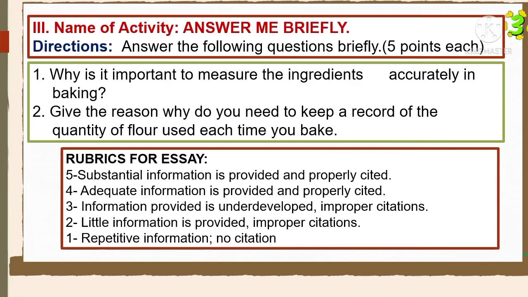5 if substantial information is provided and properly cited. 4 if adequate information is provided and properly cited. 3 if information provided is underdeveloped, improper citations. 2 if little information is provided, improper citations. And 1 if repetitive information and no citations. Take a shot.